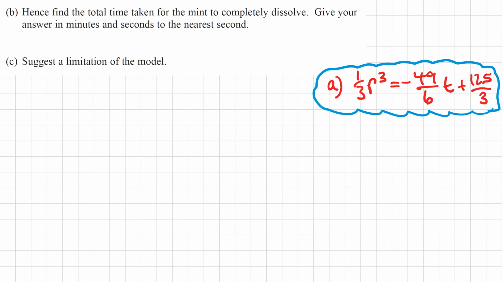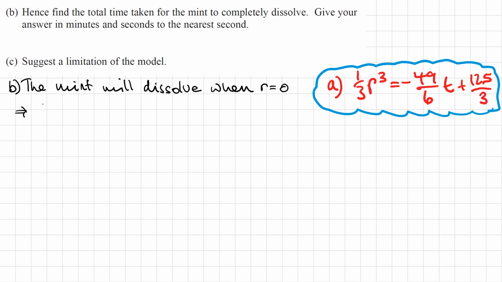Part B, what we're asked to do is, hence, find the total time taken for the mint to completely dissolve. Give your answer in minutes and seconds to the nearest second. Okay, so the mint will dissolve basically when the radius is equal to 0. So the mint will dissolve when r is equal to 0. So that's what we're going to substitute into the equation that we formed in part A. So what we'll have is 1/3 times 0 cubed is equal to negative 49 over 6t plus 125 over 3. So we want to solve this for t.